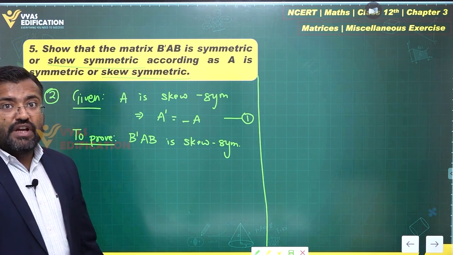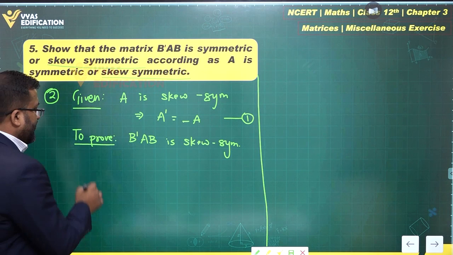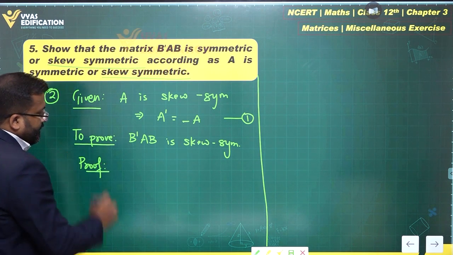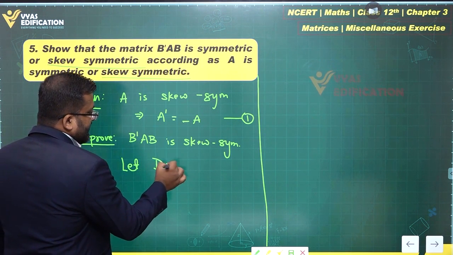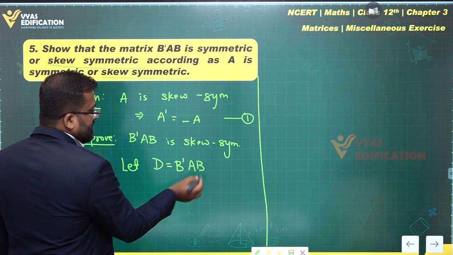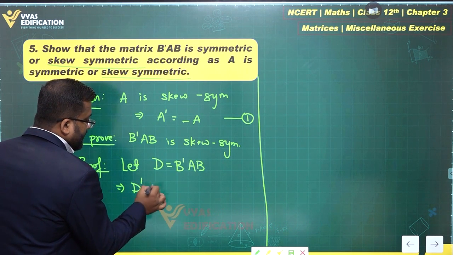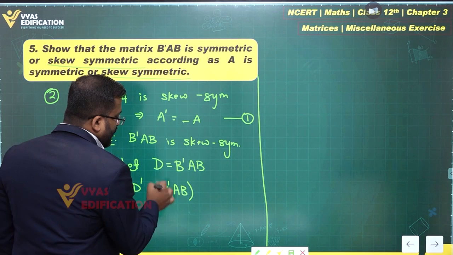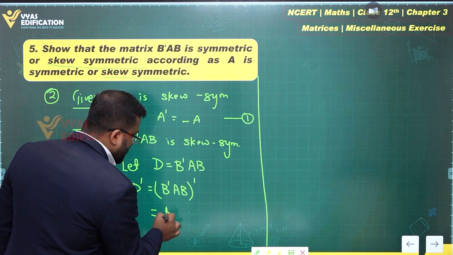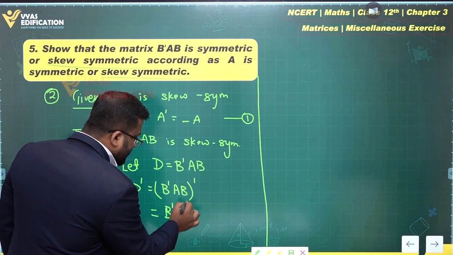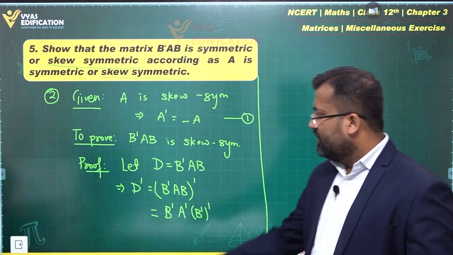Now, if you want to prove that B transpose AB is skew symmetric, we'll have to begin by taking the transpose of this matrix, right? Let's take a look at the proof. Let us assume this matrix is denoted by D. B transpose AB is denoted by the matrix D. And now we focus on finding the transpose of D. D transpose is equal to B transpose AB whole transpose. And we just found that B transpose AB whole transpose, right? Reverse: B transpose will come first, after that A transpose, and the transpose of transpose would be actually equal to B after that.